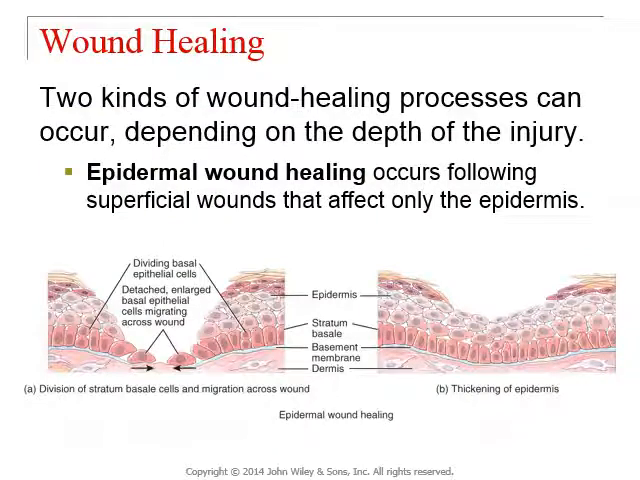So as we talk about healing of the nails, let's talk about wound healing in general. Very simply, we see two types of wound healing. Number one is called epidermal wound healing, which very simply is only going to be a superficial wound. It only affects the epidermis. This does not get past the basal layer.